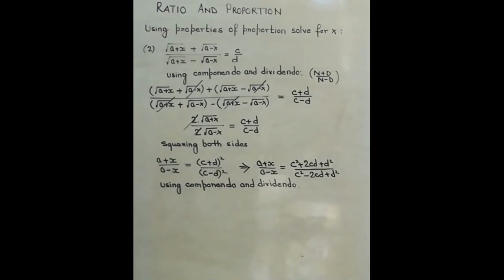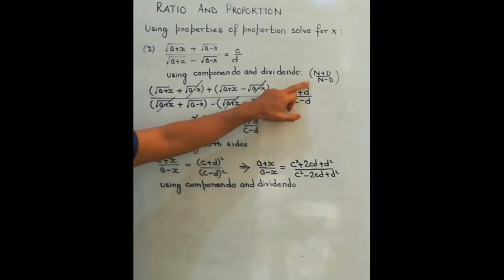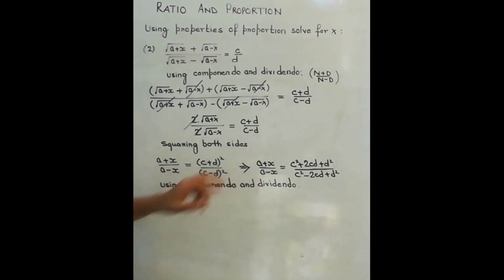Again I will use componendo and dividendo. And remember, whichever property is applied, it should be applied to both sides. So on my left side I have this numerator and this as denominator. So let me apply this property on the left side. This on this side. So I will get a plus x, that is numerator, plus a minus x, that is denominator.